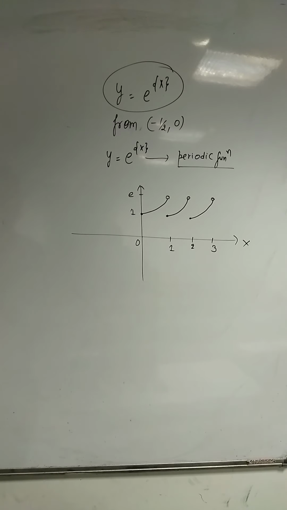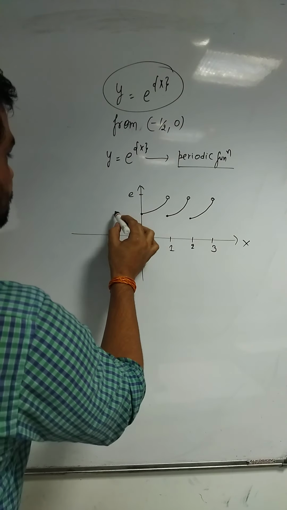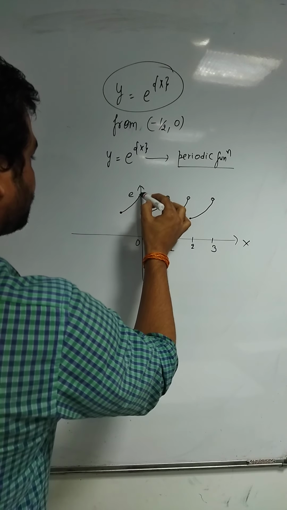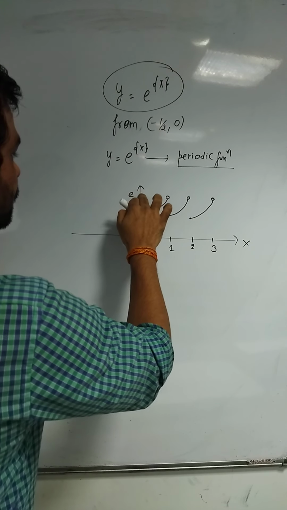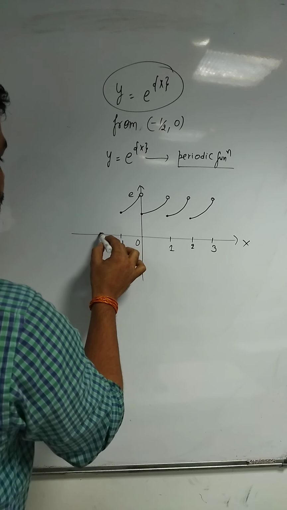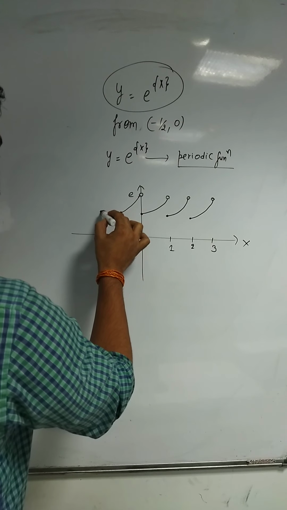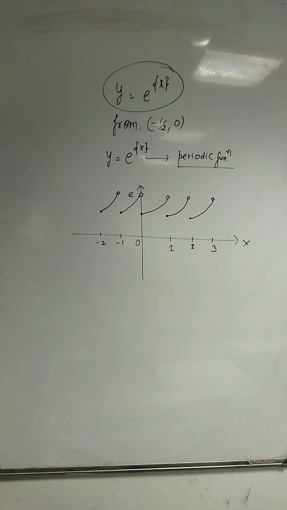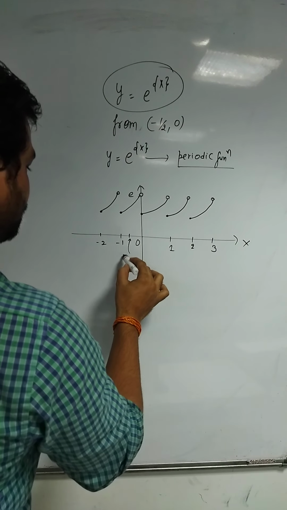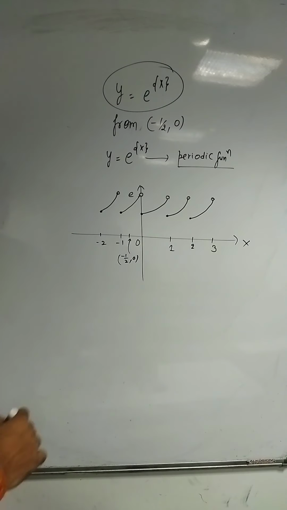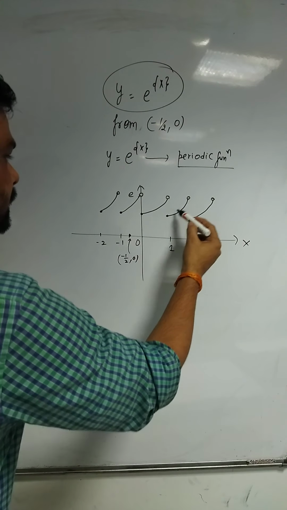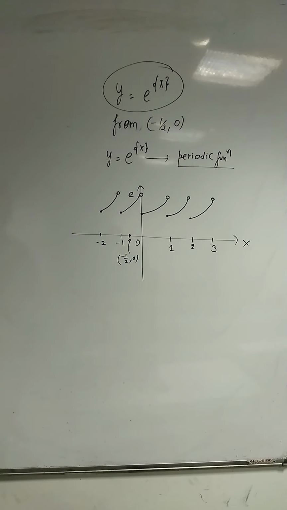Okay. In the negative side, this is minus 1, this is minus 2. So the same graph will repeat, and this is the point minus half comma 0, and from this point you are drawing the tangents. So how many tangents can be drawn to this curve from minus half comma 0?